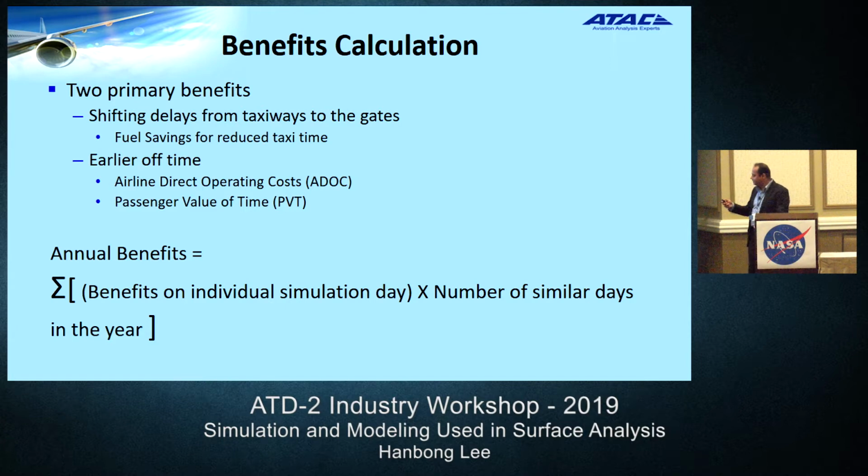Then this is the way we calculated the benefits. As I said, mostly shifting delays from taxiways to the gates was the main benefit, but we also found some instances of earlier takeoff time, basically saving the gate delay plus taxi out time for some of the scenarios that we simulated. We used that, and then that gets multiplied by the airline direct operating cost per minute and the passenger value of time, and then the benefit on an individual day is multiplied by the number of similar days. That's the annualized benefit.